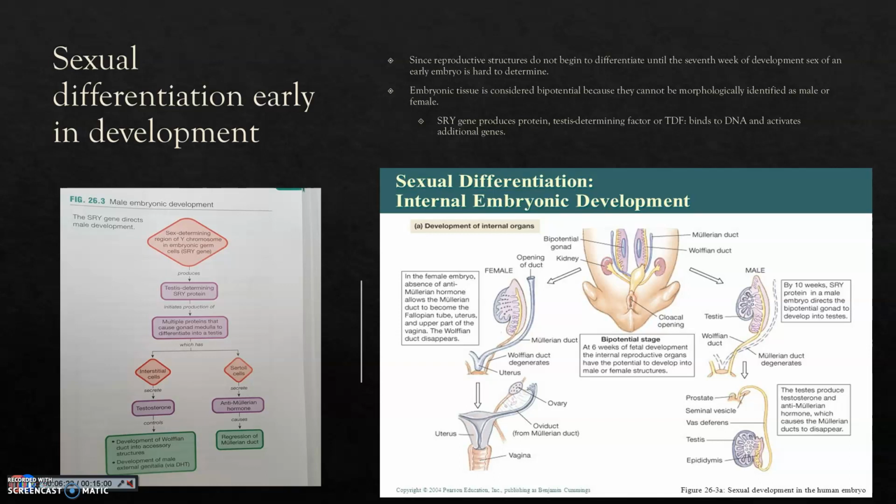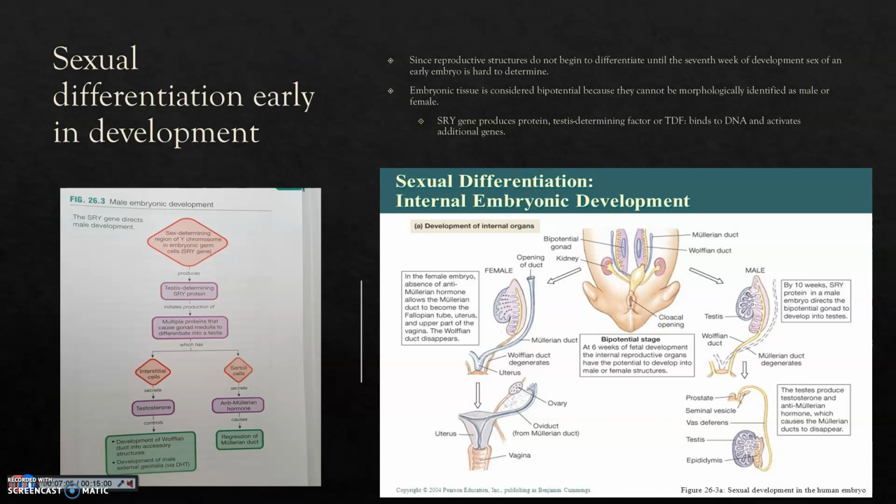So since reproductive structures do not begin to differentiate until the 7th week of development, the sex of the embryo is hard to determine, right? And embryonic tissue is considered bipotential, so it could either develop into female or develop into male. That's what we mean when we say bipotential. And that's because it cannot morphologically be identified as male or female at this point. And as mentioned before, the SRY gene produces a protein, which is testes determining factor, also known as TDF.